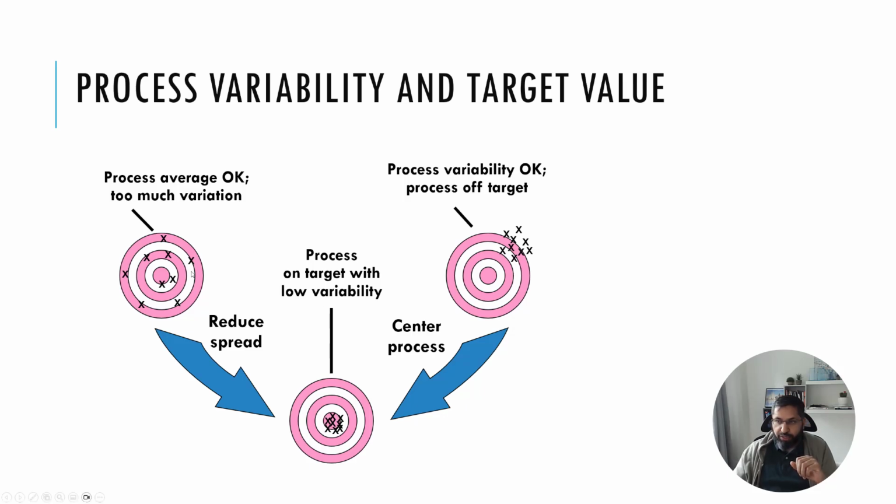The center of our X's matches the target closely, but there's too much variation. Our X's are all over the place. Compare that to the picture opposite it to the right, where it says process variability off target: you can see that the X's are clustered together close to each other.